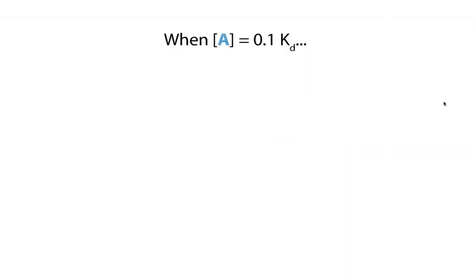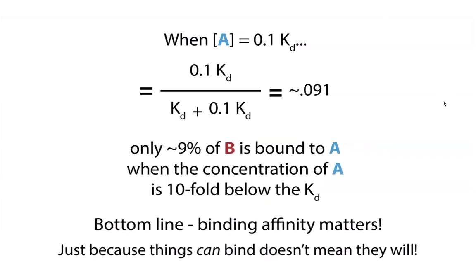Let's go the other direction. What if your concentration of A is only 1/10 of the Kd? Now you find that only about 9% of B is bound to A when the concentration of A is 10-fold below the Kd. Bottom line, the binding affinity matters, and just because things can bind doesn't mean that they will.